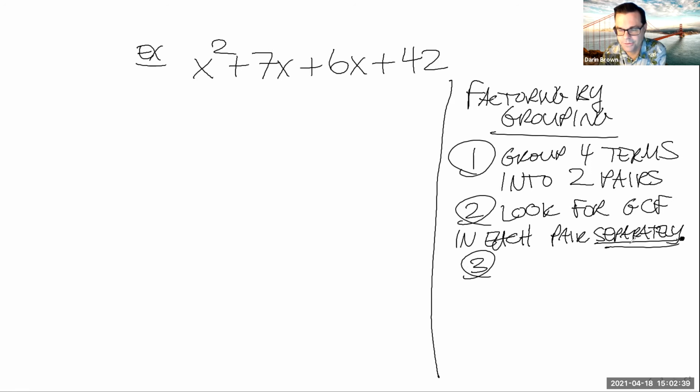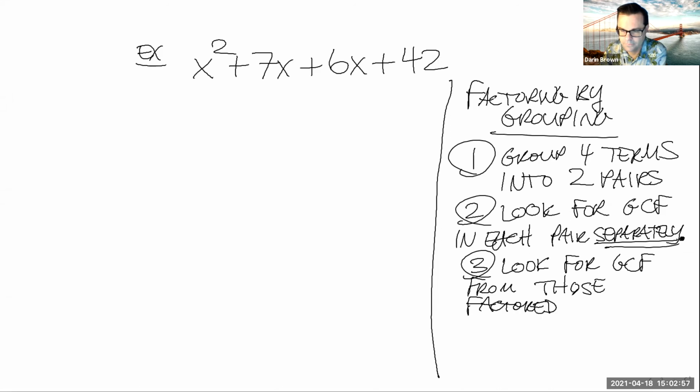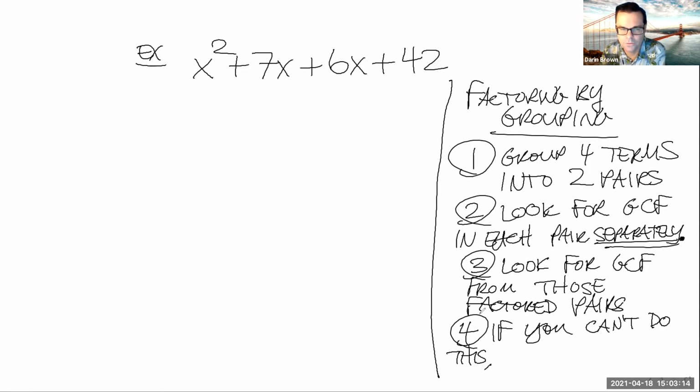So now let's say that you've been able to do that. So you got your GCF from the first, you got your GCF from the second 2. Then you look for a GCF from those factored pairs. And then you factor out that GCF. And then if you can't do this, so just the last thing, if you can't do this, you can try rearranging the terms. When you have 4 terms like this, there's basically 3 ways you can rearrange them as far as teams tennis, is what I say.